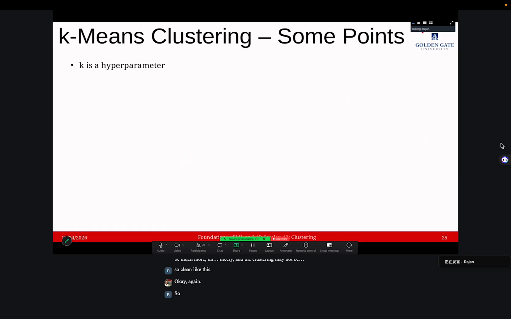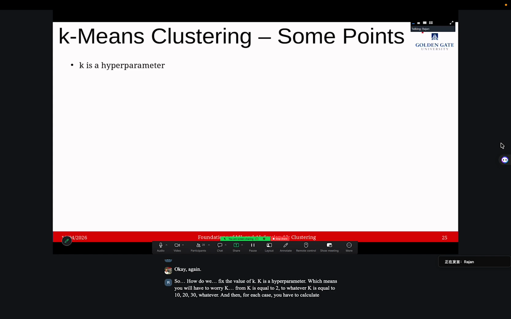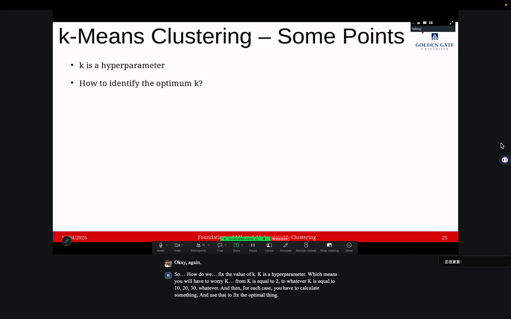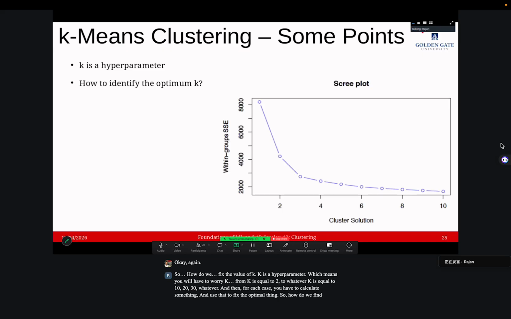So how do we fix the value of k? K is a hyperparameter, which means you will have to vary k from k equal to 2 to whatever, k equal to 10, 20, 30, whatever. And then for each k, you have to calculate something and use that to fix the optimal k. So how do we find the optimum k?